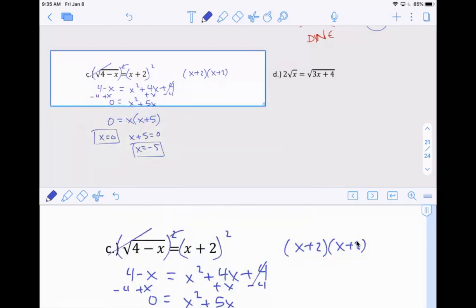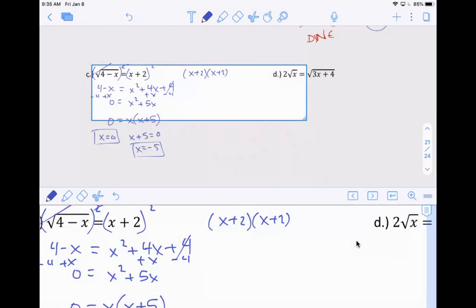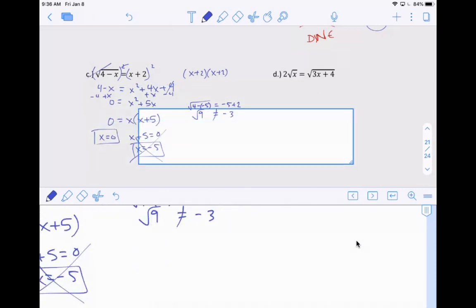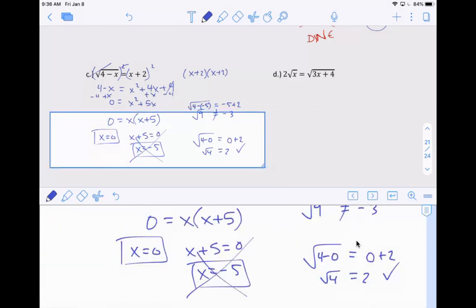Let's check them real fast. 4 minus negative 5 would be 9. And negative 5 plus 3 does not, in fact, oh, no, wait, hold on. Plus 2, pardon me. Square root of 9 does not equal negative 3. So that one is a garbage answer. We've got the square root of 4 minus 0 is 0 plus 2. Square root of 4 does in fact equal 2. So it looks like in this case, one of them works, the other one does not. I would say always be wary of negatives, but you know, sometimes they work out. Sometimes negatives are okay.